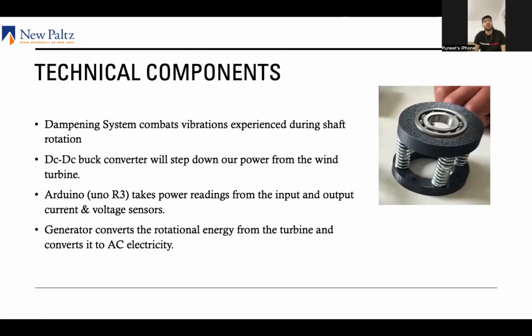Technical components: the damping system combats vibration experienced during shaft rotations. The DC to DC buck converter steps down the power so the battery can be charged safely. The Arduino takes the readings from the voltage and current sensors and puts them into the algorithm to give us the maximum power. The generator converts the rotational energy from the turbine to AC electricity.